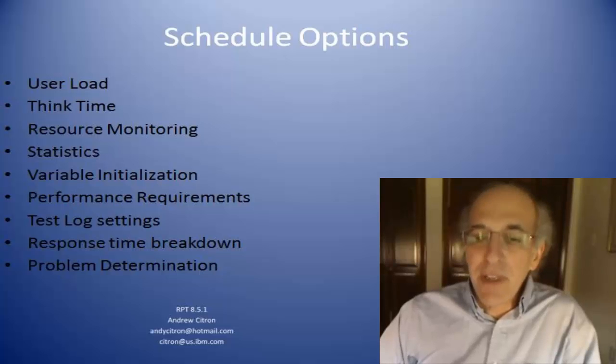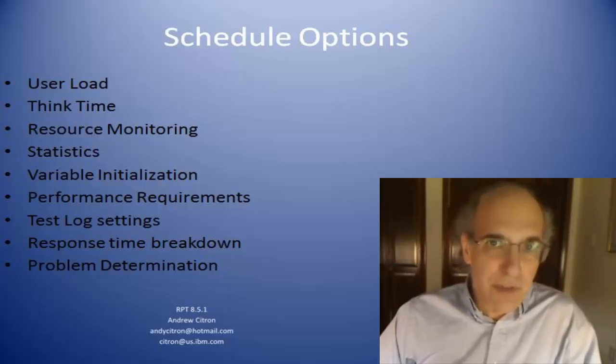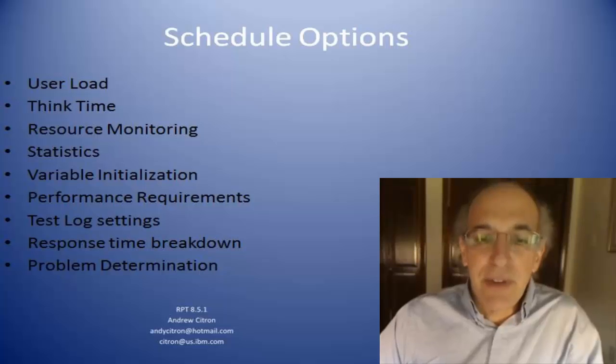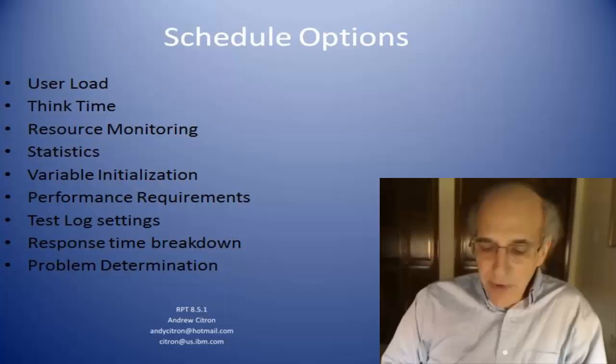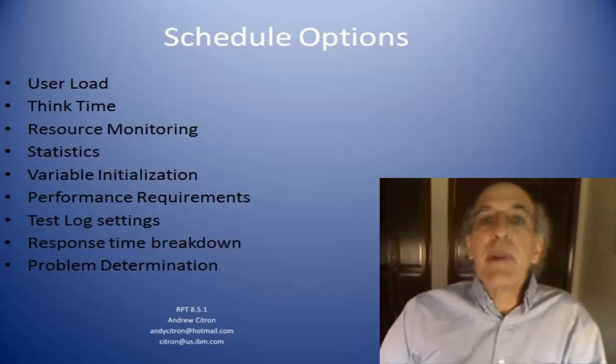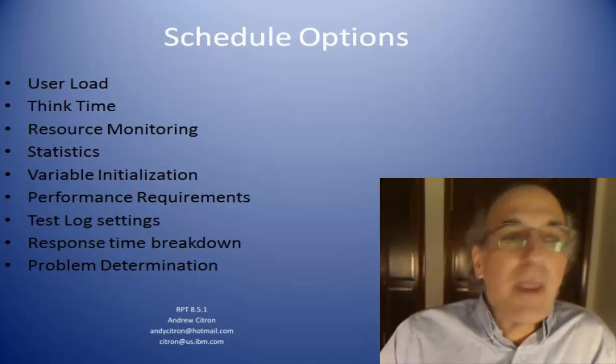Not every user is hitting enter every 20 seconds, because in the real world, users don't hit enter at the same time or at the same rate. So this allows you to specify an average and a minimum and a maximum amount.